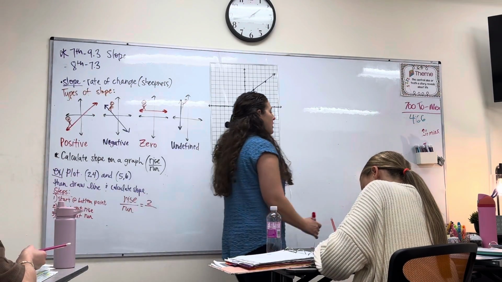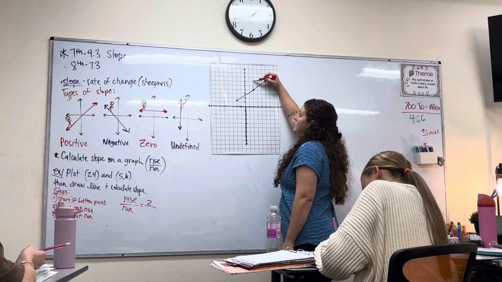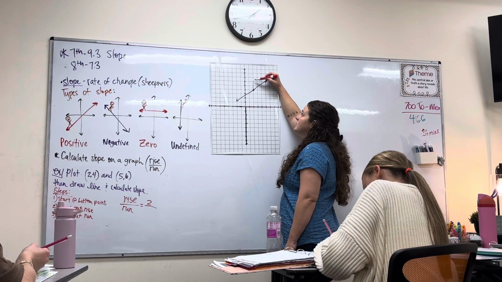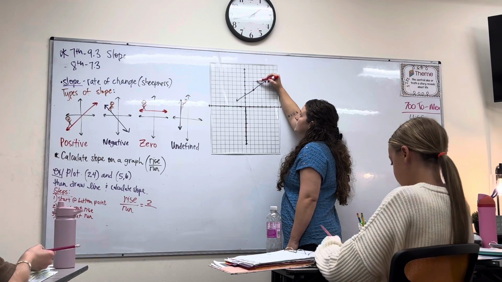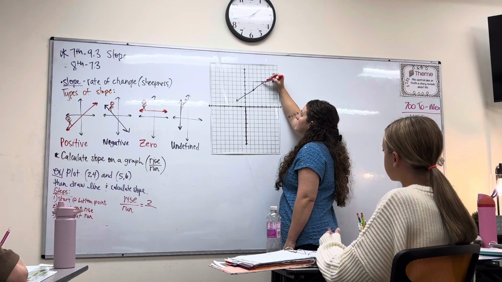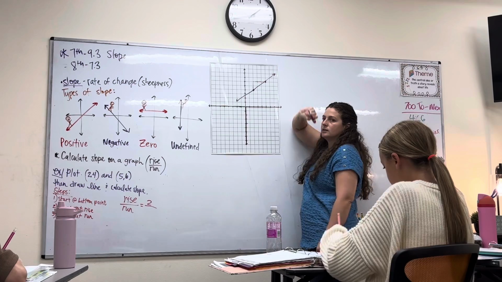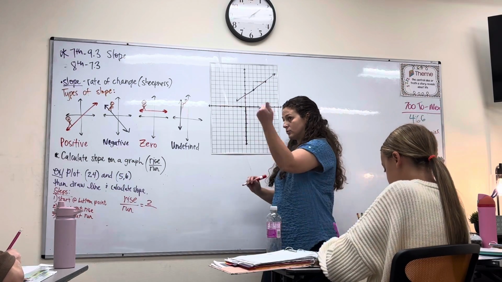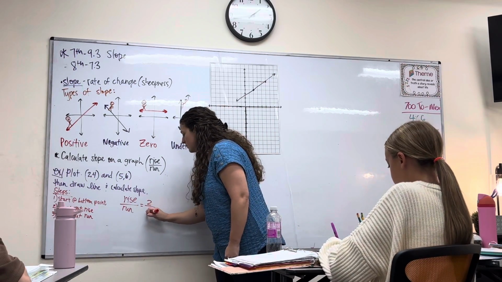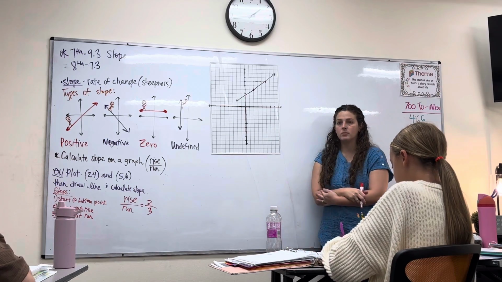So we also have to run. Am I going to run to the left or to the right to get to Juliet? To the right. 1, 2, 3. So my run, right 3, so it is a positive 3. You good with that?